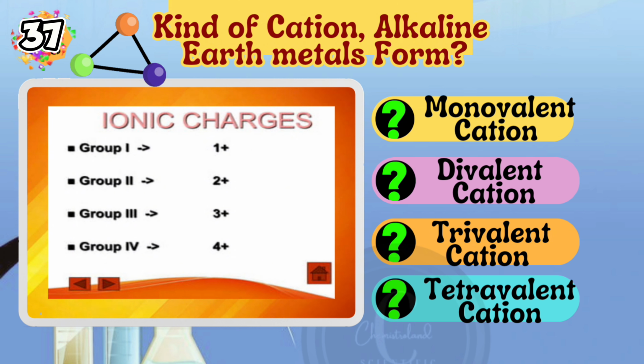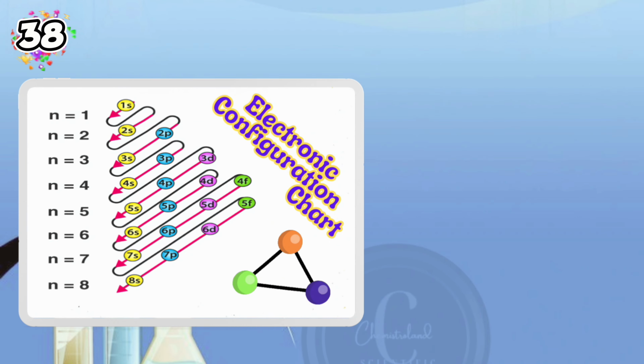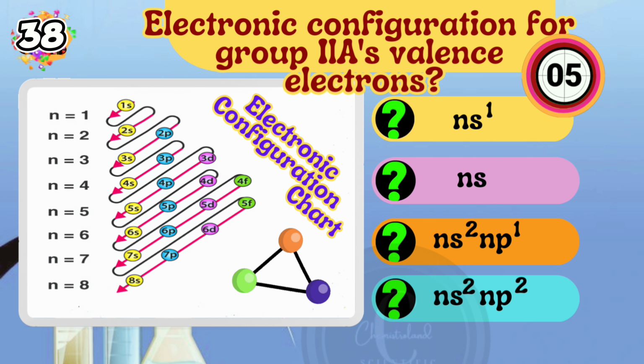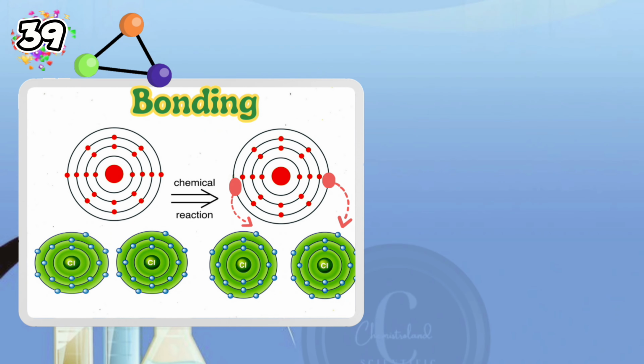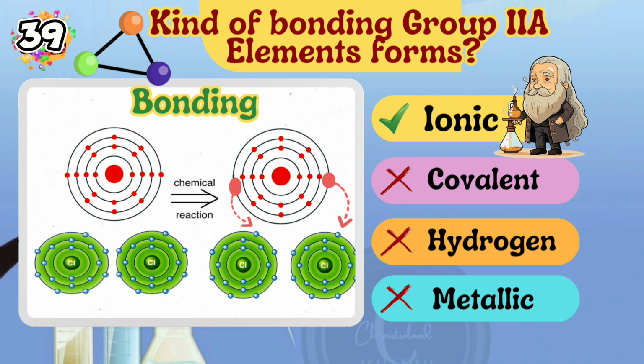What kind of cation alkaline earth metals form? The right answer is divalent cation. Do you know the electronic configuration for group 2A's valence electrons? It is Ns2. Any idea about kind of bonding group 2A elements forms? Group 2A elements form ionic bonding.